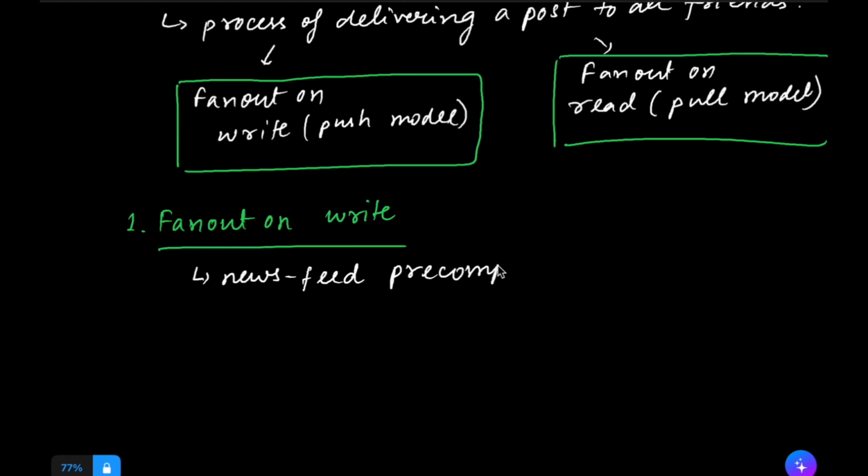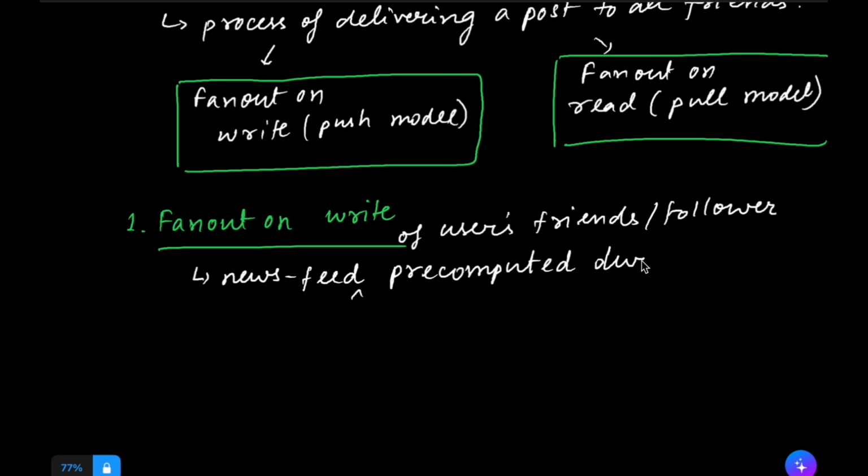Pre-computed newsfeed of users, friends or followers, you can say, is pre-computed during write time, or basically this is the user's post time, you can say. So the newsfeed is delivered to friends' cache immediately.